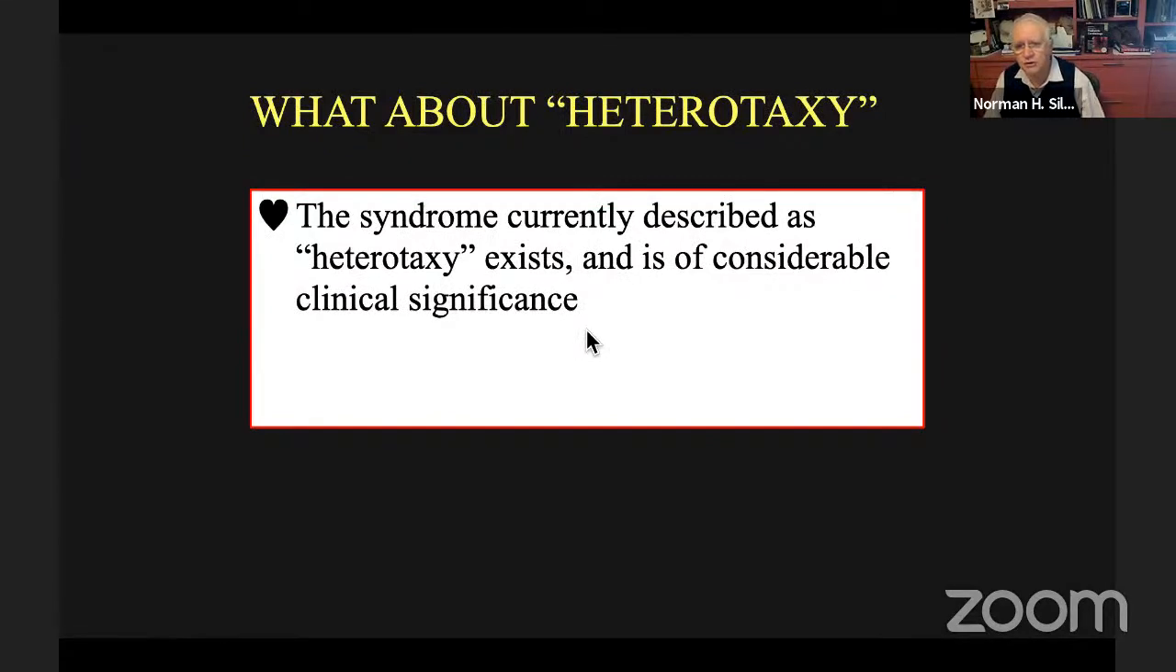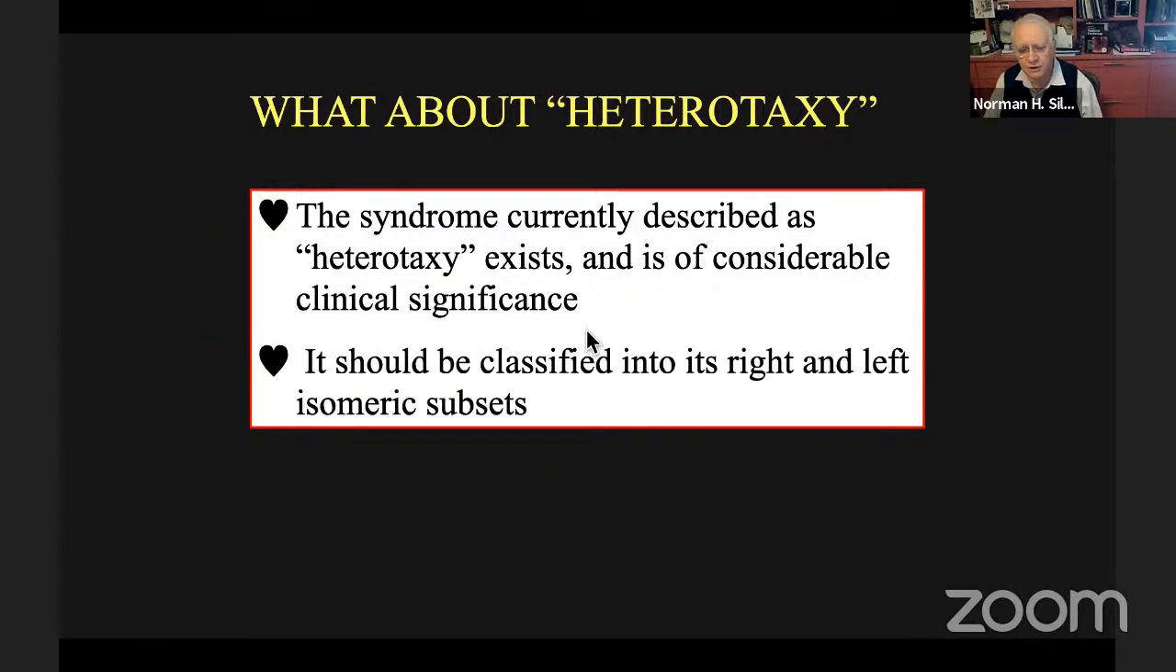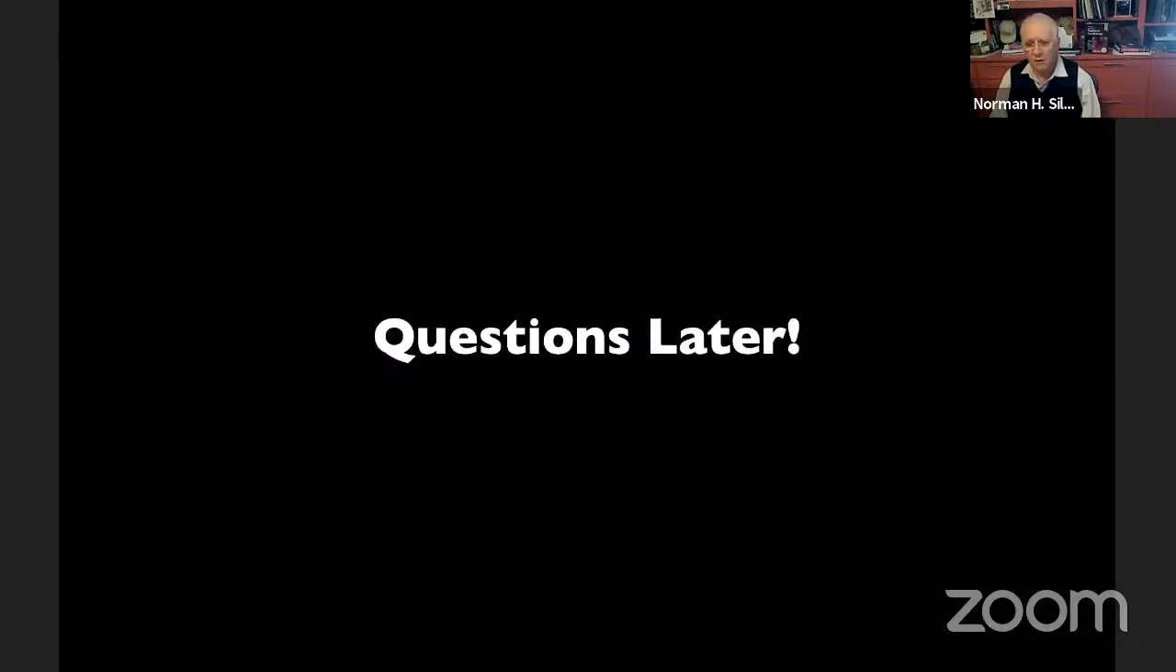So in conclusion, the syndrome currently described as heterotaxy exists and is of considerable significance and should be classified into its right and left isomeric subsets. Thank you very much for your attention. And if there are questions, I will be able to answer them later.